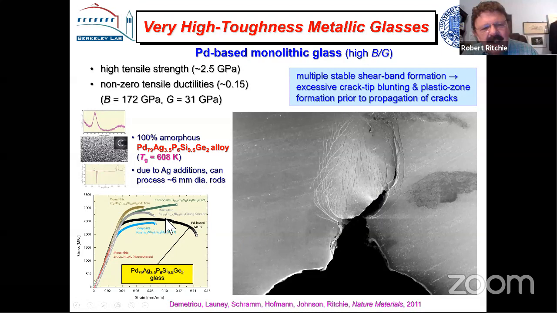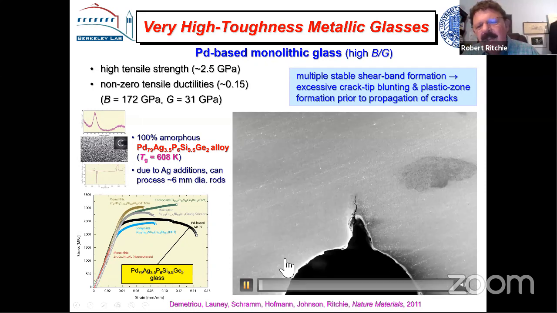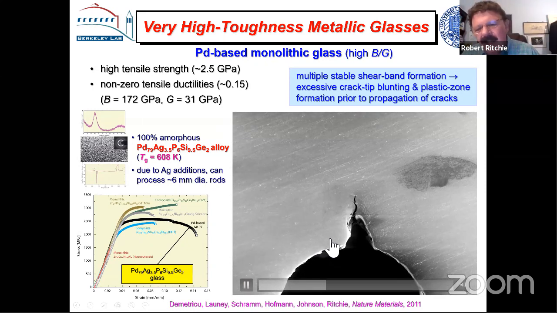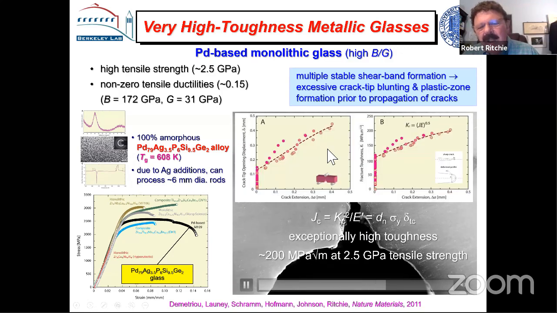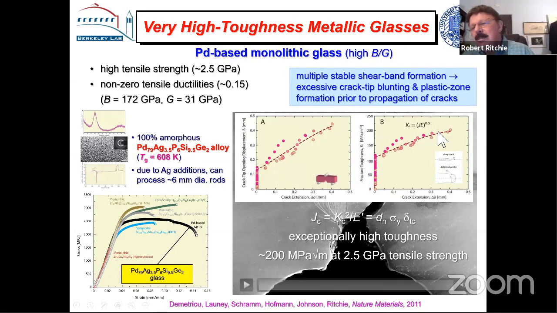But we got strengths here of 2.5 gigapascals just in a tensile test. And from this fracture toughness test, we measured the toughness. We used COD techniques, and you can see it's an extremely tough material. If you look at the R curves that we generated, we're getting toughnesses of around 200 megapascal root meters. So this is an amazing material: a 2.5 gigapascal tensile strength with 200 megapascal root meters toughness.